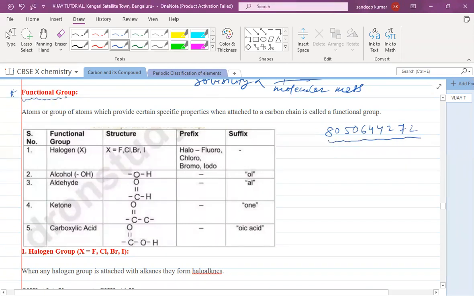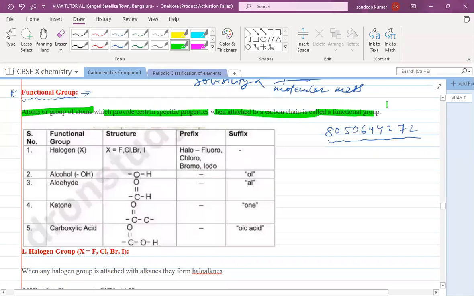Here in this video, I am going to explain one very important concept that is called functional group. What is a functional group? It is an atom or a group of atoms which provides certain specific properties when attached to a carbon chain. Simply, it is an atom or a group of atoms which determines the chemical properties of the compound.